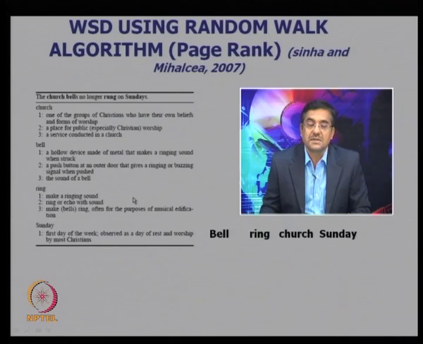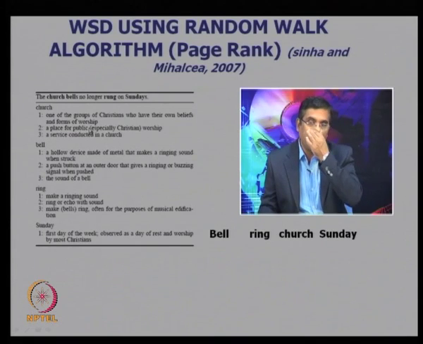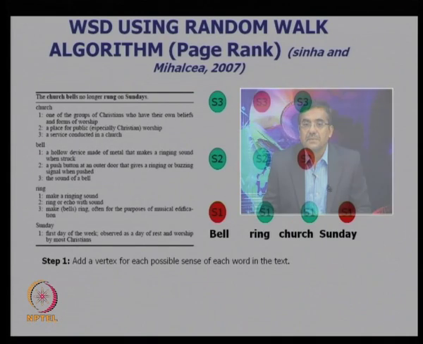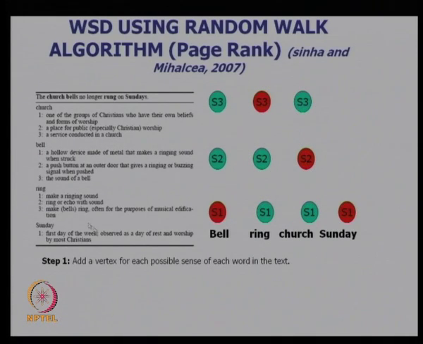So, it is monosemous. Now, our goal is to see out of these 3 into 3 into 1, which are 9 senses, which senses are applicable, that we know, but can the algorithm find it out. For church, it is the second sense. For bell, it is the first sense. Ring also, it is the first sense. Okay. So, here is the graph which gets built slowly.